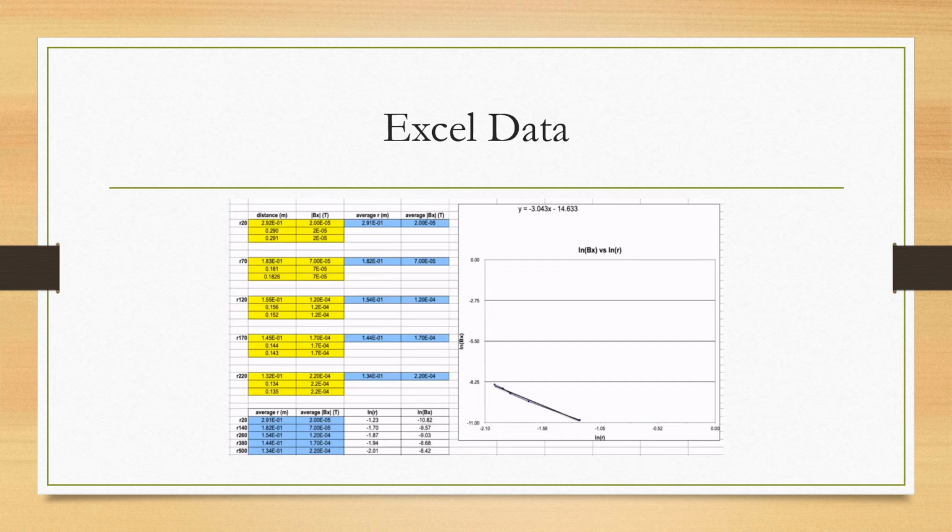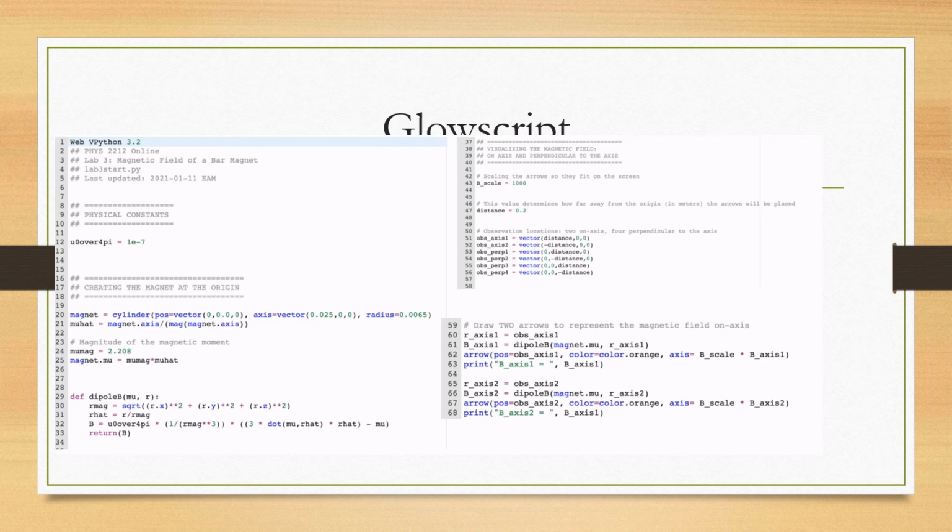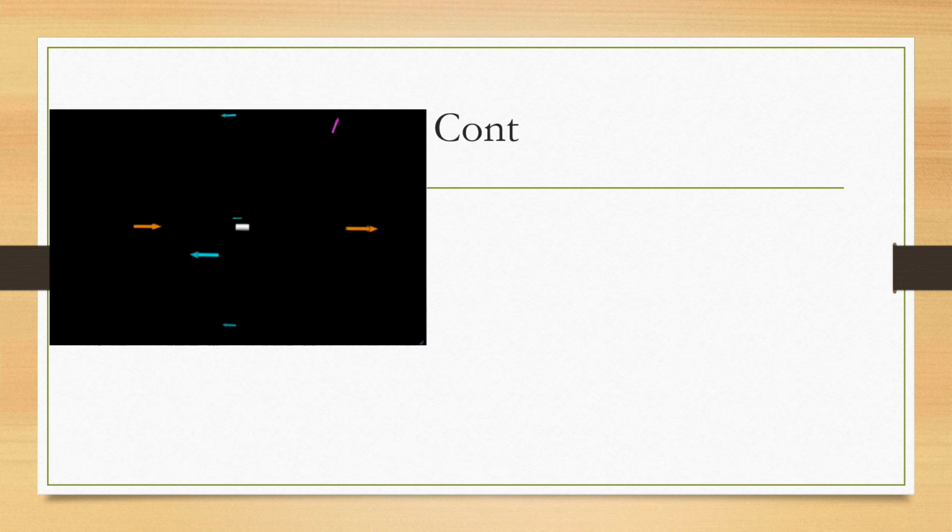Here's just a little snapshot of the Excel data and the linearization we used to find n. This is just a photo of my GlowScript. All the GlowScript was doing was a direct application of the Biot-Savart law at 6 points, 2 on axis, 4 perpendicular to axis, and some at 45 degrees. This is just a visualization of that. The on axis are the orange, the perpendicular are the teal, and 45 is up there, that pink.